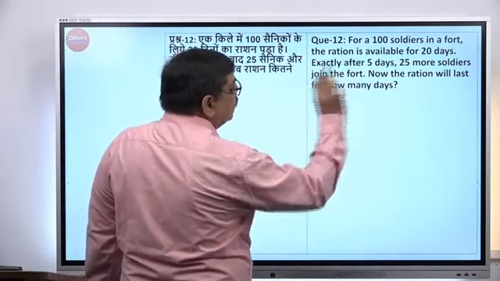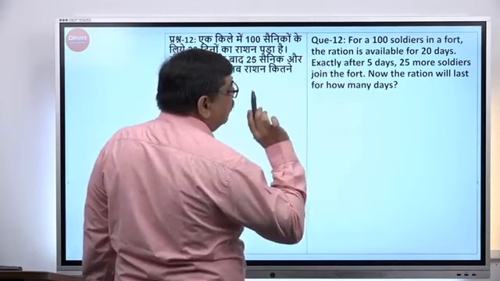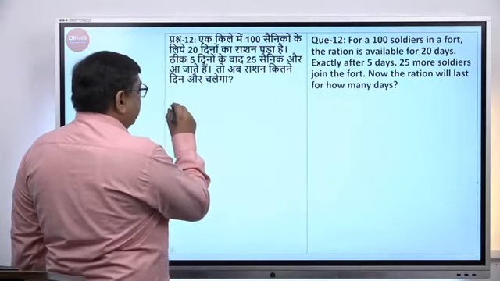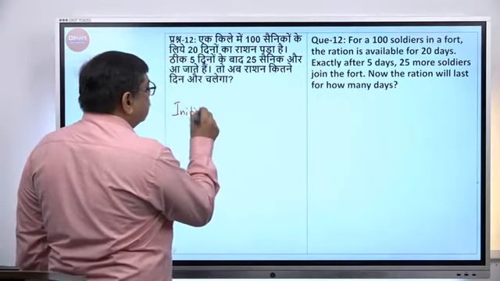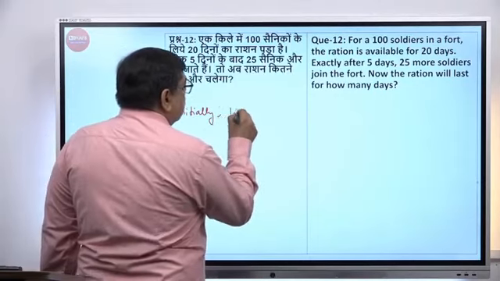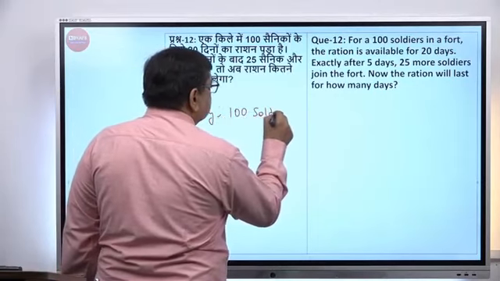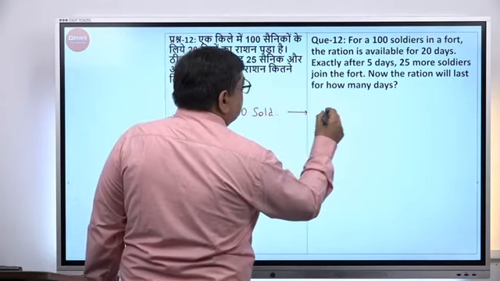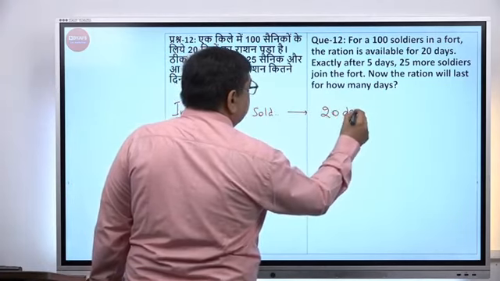For 100 soldiers in a fort, the ration is available for 20 days. So initially, 100 soldiers, the ration is sufficient for 20 days.